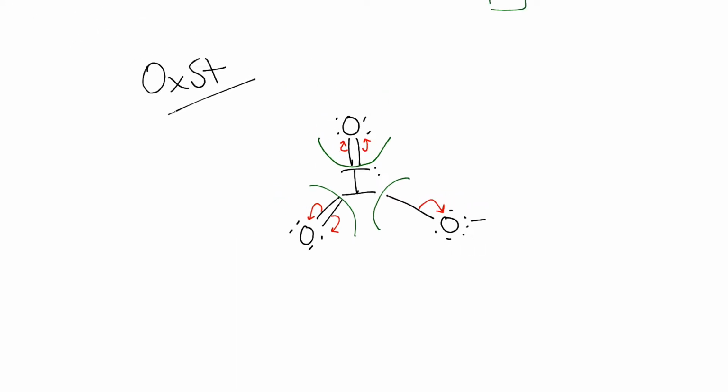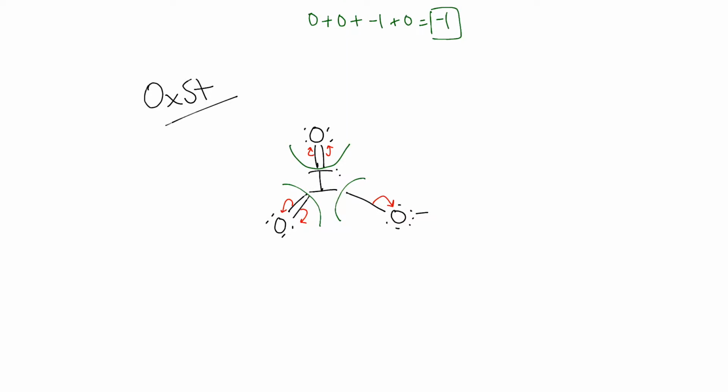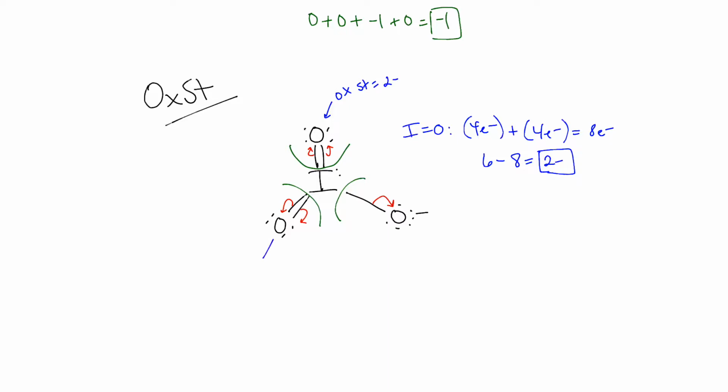So now I've drawn in my arrows. I'm going to calculate my oxidation states. We're going to do the iodine double bond oxygen first. So there's going to be 4 electrons from lone pairs plus 4 electrons from bonds. Remember, 2 electrons per bond, 2, 4, is 8 electrons. Remember that oxygen needs 6, doesn't have 6. So each oxygen has 8 electrons, 6 minus 8 is 2 minus. So the oxidation state of this oxygen and this oxygen are both 2 minus.